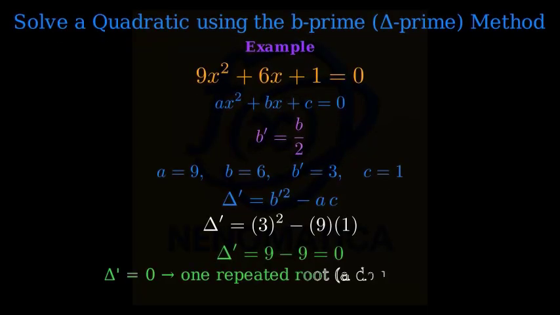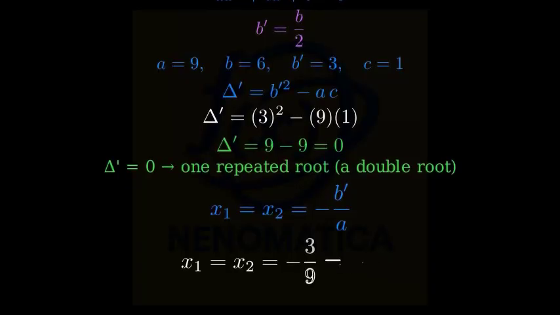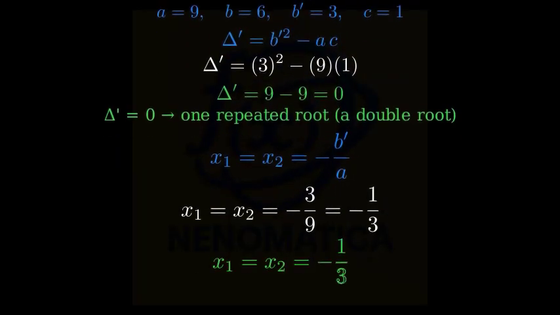A 0 delta prime means the quadratic has one repeated real root. Step 3, use the b prime root formula for the double root. When delta prime is 0, x1 equals x2 equals negative b prime over a. Substitute, negative 3 over 9 equals negative 1 over 3. That is our final answer.